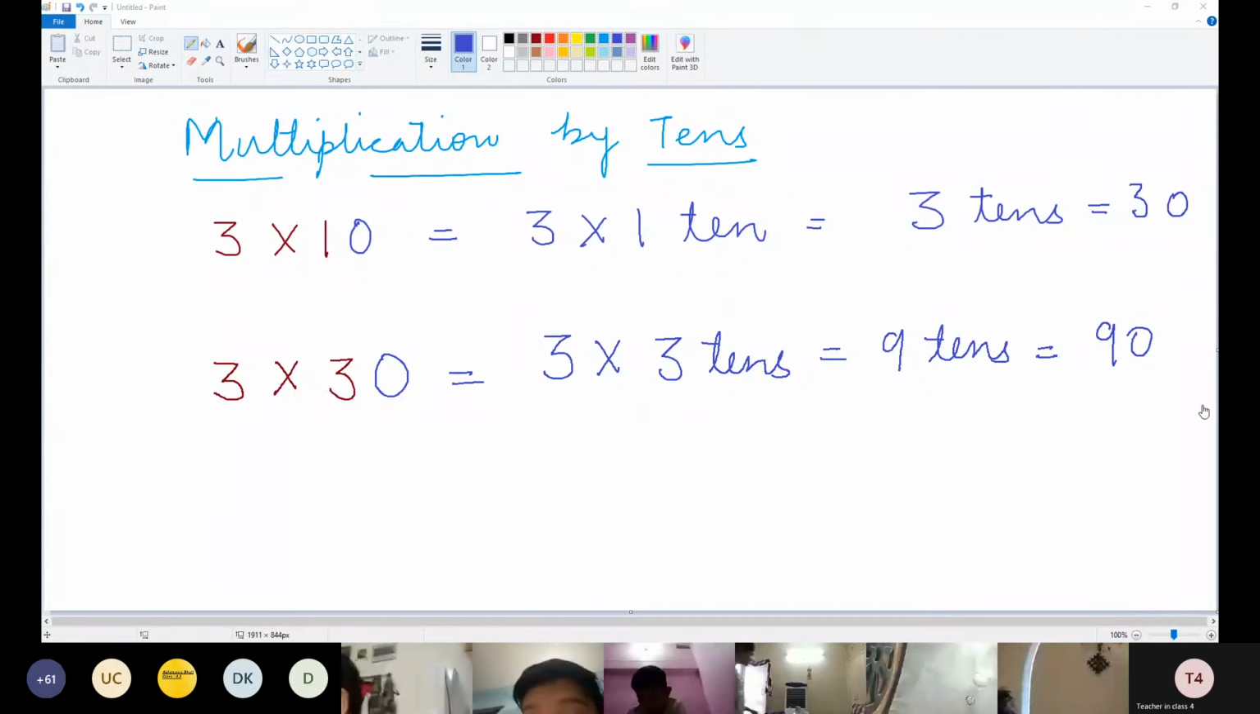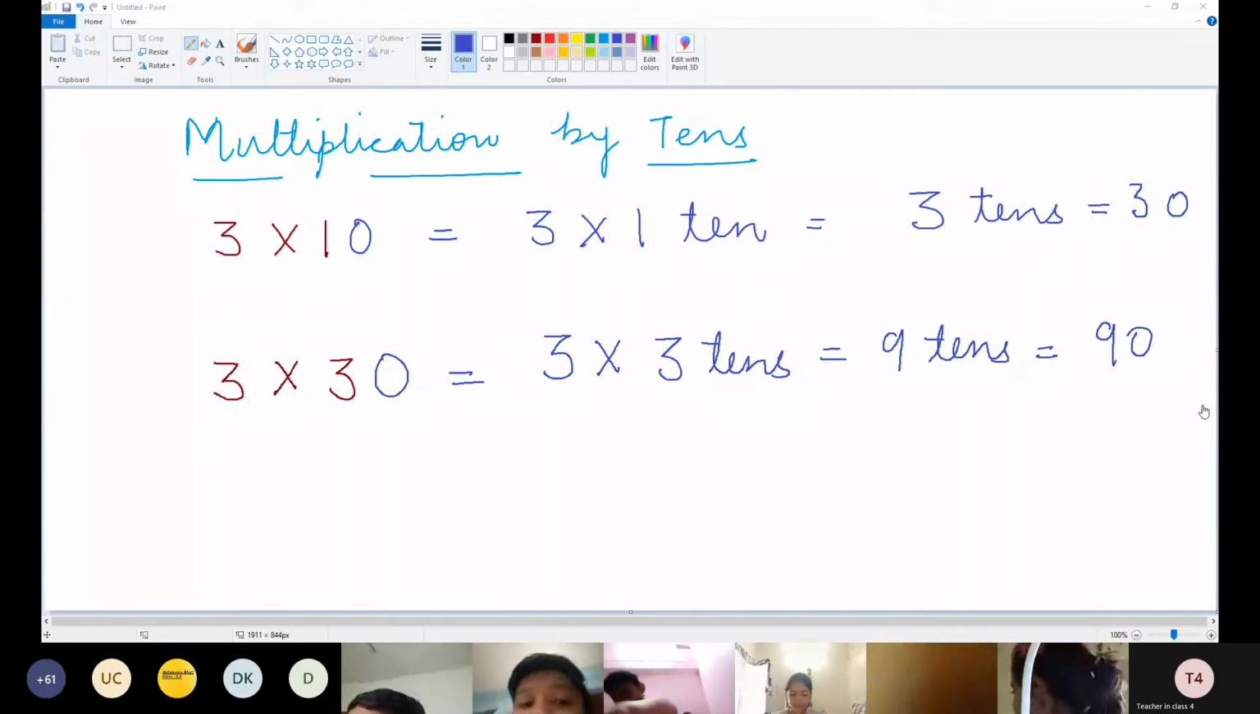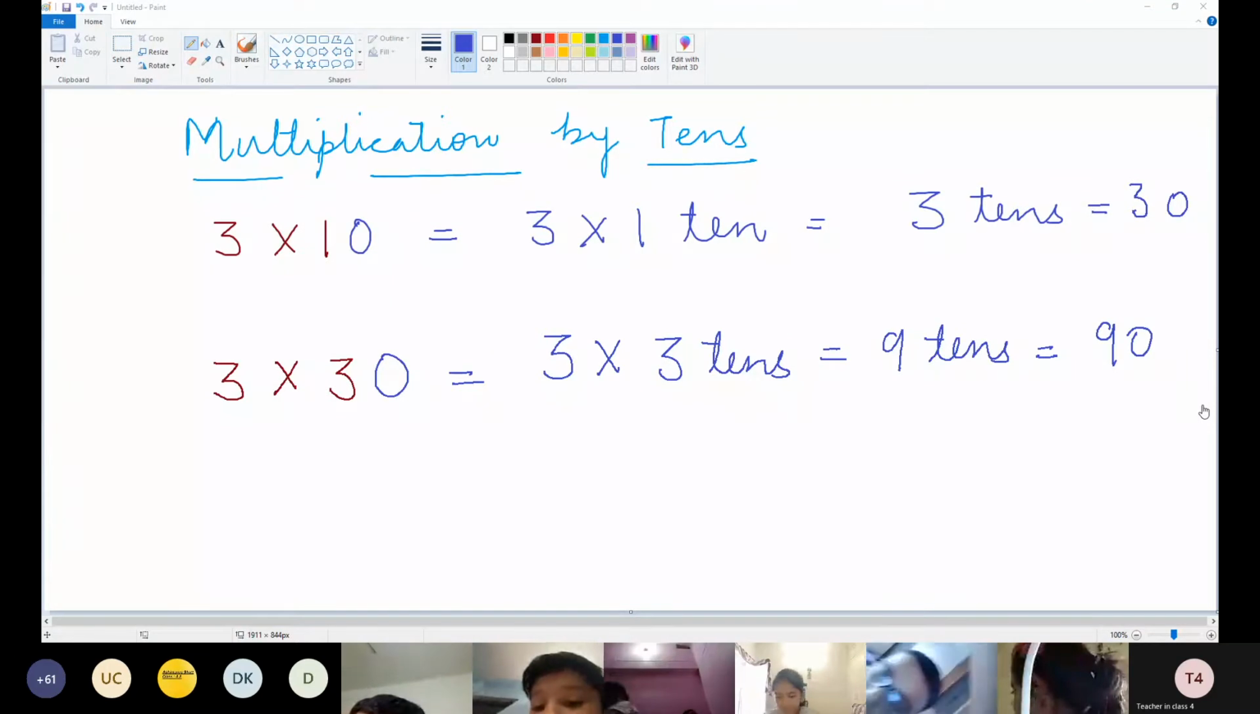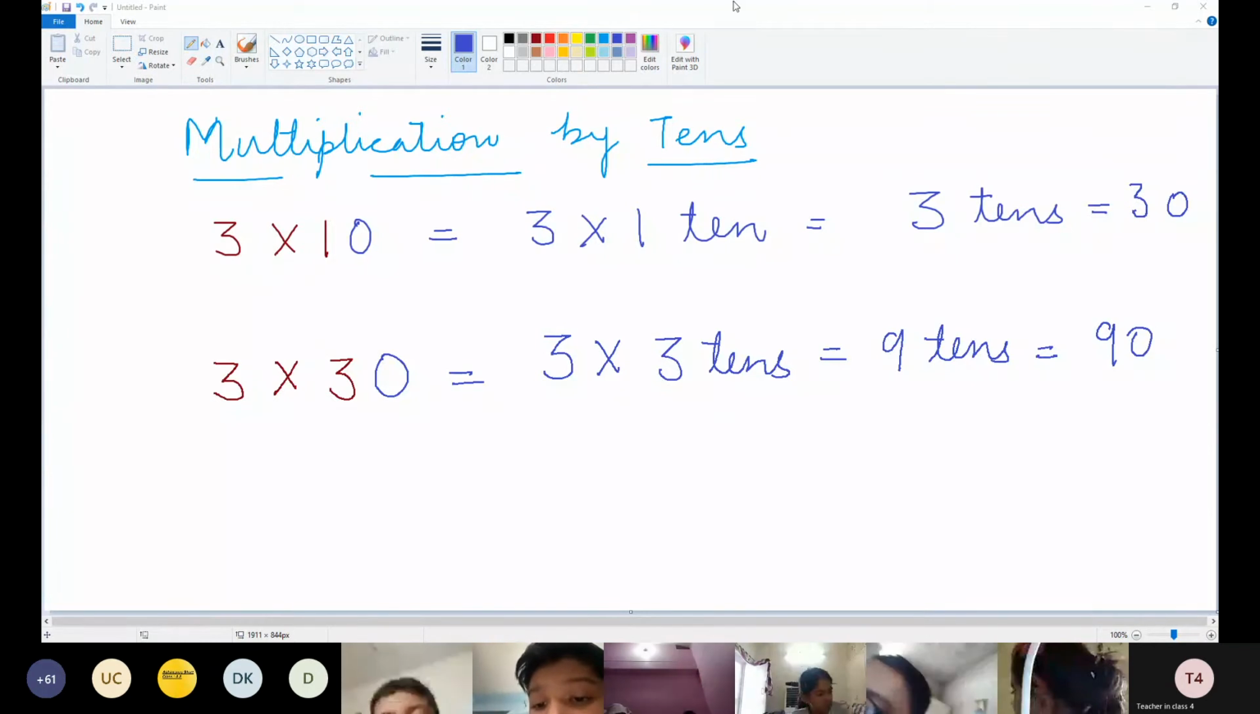Okay, Pratyush. Pratyush, unmute yourself. Pratyush, sing. Quickly, beta. Pratyush, unmute yourself. Nitika, you unmute yourself, beta. Nitika, yes, ma'am.